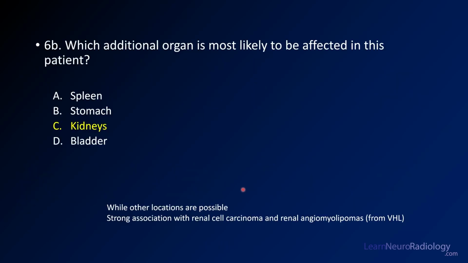Now, your question was, which additional organ is most likely to be affected? We kind of talked about that in von Hippel-Lindau patients. It's going to be the kidneys because these patients get renal cell carcinomas, angiomyolipomas, and cysts. So these are the most common other organ that's associated with von Hippel-Lindau syndrome.